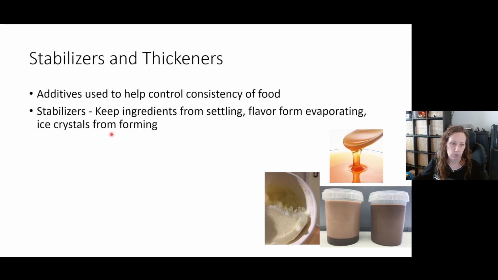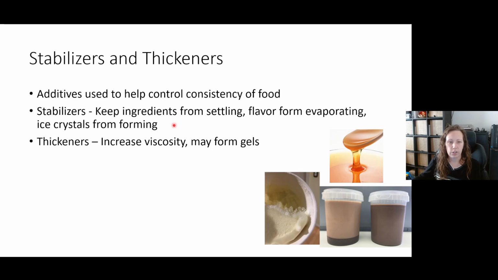To keep ice crystals from forming, in ice cream, for example. You may have also noticed if you ever have eaten from a tub of ice cream that is old, not only do ice crystals form, but sugar crystals can form, and that ice cream becomes more grainy over time, and these stabilizers can keep that from happening as quickly. Then, of course, thickeners, their goal is to thicken, right? And so that's to increase viscosity. It may thicken it so much that it forms gels, okay? So thickening is a broad range.